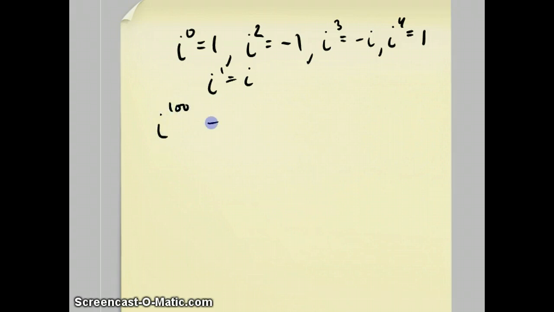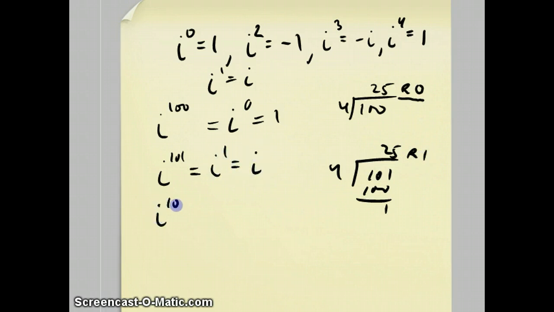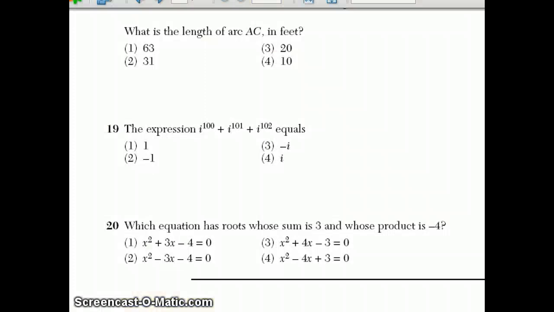Well, the trick for raising i to a power that's bigger than 4 is, on the side, you divide the exponent by 4. And what's important here is the remainder. i to the 100th will be the same as i to the remainder, which is 0, so 1. Well, i to the 101st power, if on the side I go 4 into 101, I get 25, remainder 1, so it's the same thing as i to the first, which is i. And i to the 102nd, by the same reasoning, is going to be 25, remainder 2, so it's the same thing as i squared, which is negative 1. Then when you add those three things together, the ones cancel out, and you're left with just i, which is choice number 4.